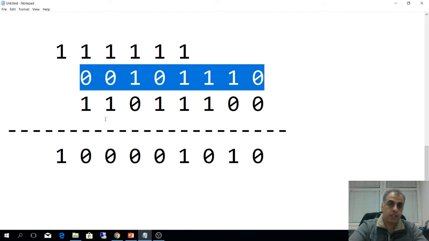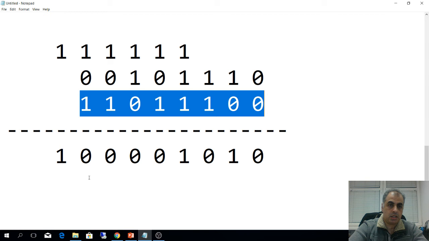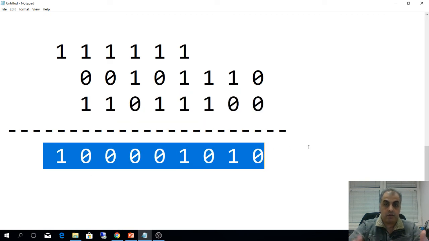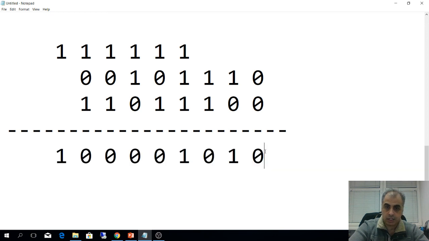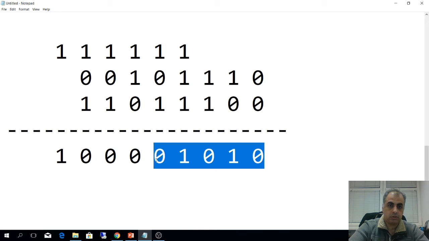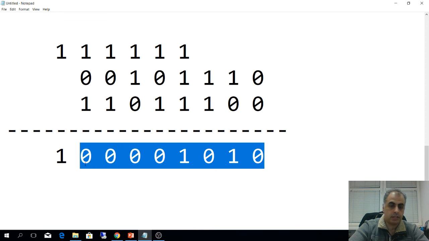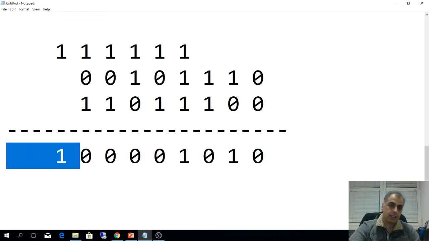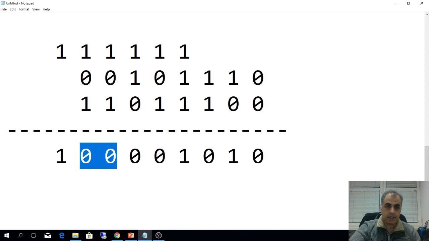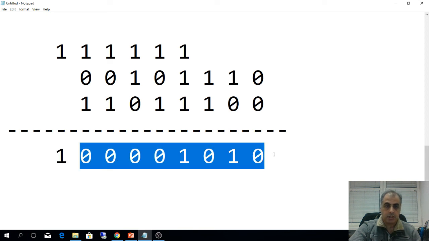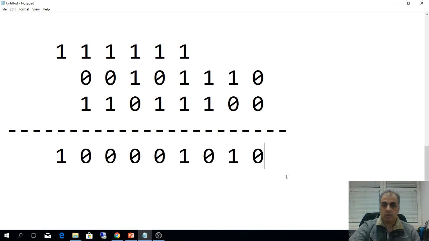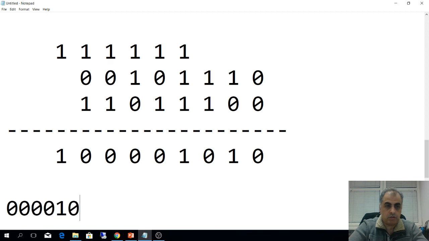46 plus minus 36 is this number. But what was our number of bits? 8. So let us count 1, 2, 3, 4, 5, 6, 7, 8. So I don't take the rest, I only take the 8 bits. So as you see, 0, 0, 0, 0, 1, 0, 1, 0. This is the result.